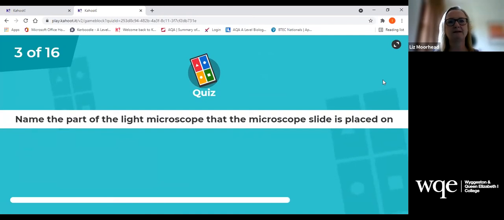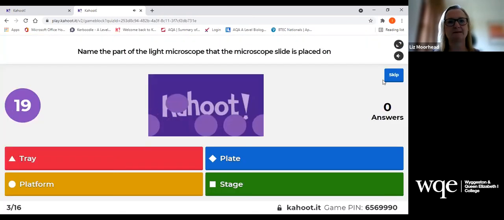Name the part of the light microscope that the microscope slide is placed on. Is it the tray, the platform, the plate, or the stage?